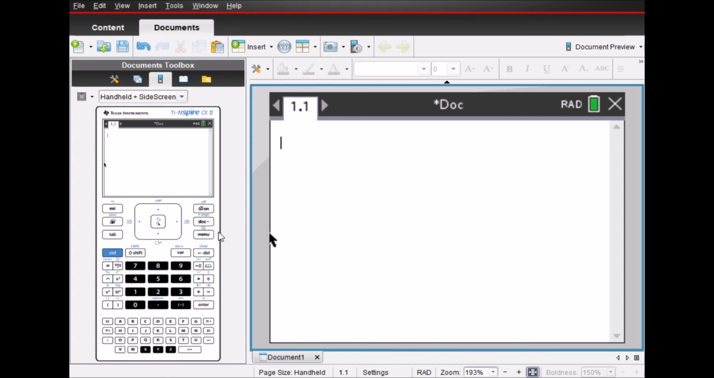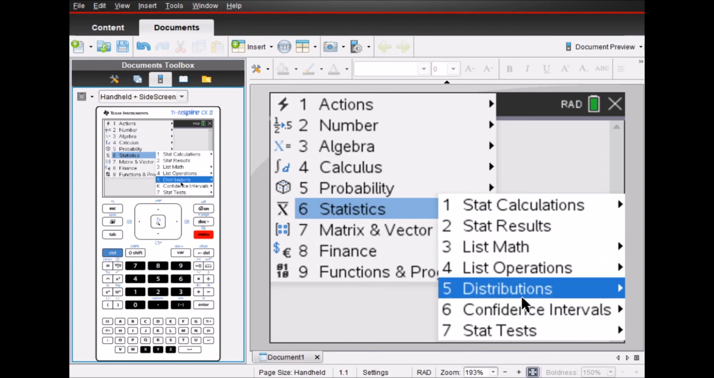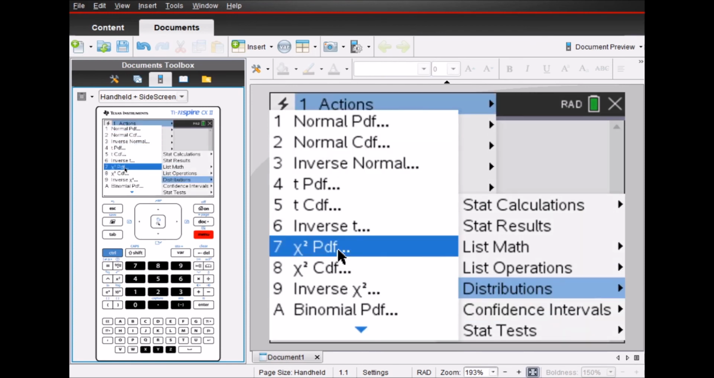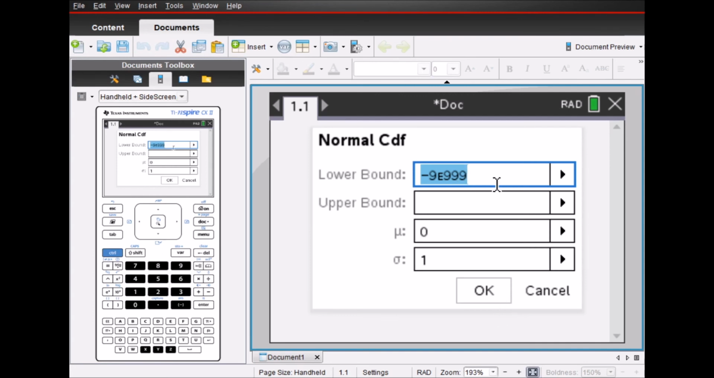So I'm actually going to go through the menu on the first one so you guys can see what this looks like. So we'll go through the menu, go to statistics, go into distributions, and finally NORMCDF, normal CDF. So what this will let you do is set a lower bound and upper bound, a mu and a sigma.